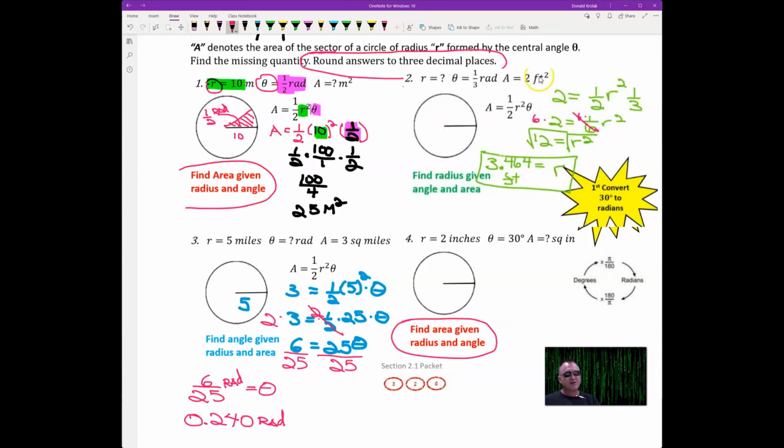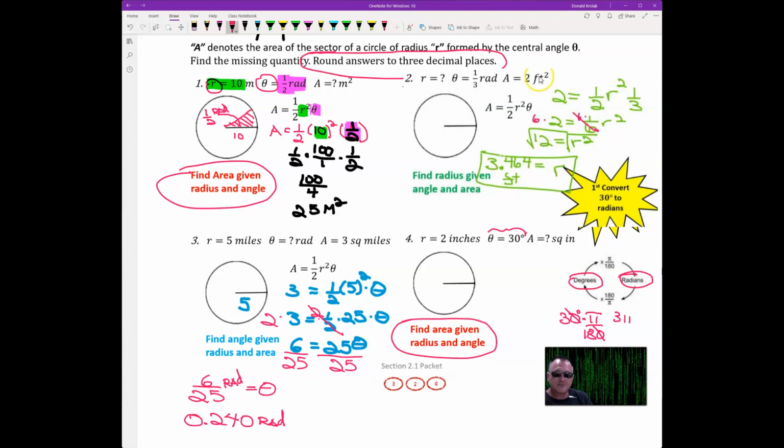example. Find the area given the radius and angle. What makes this one different is theta is written in degrees. So before I use my formula, I'm going to convert from degrees to radians. So I'm going to take my 30 and multiply it by pi over 180 and divide by 10.